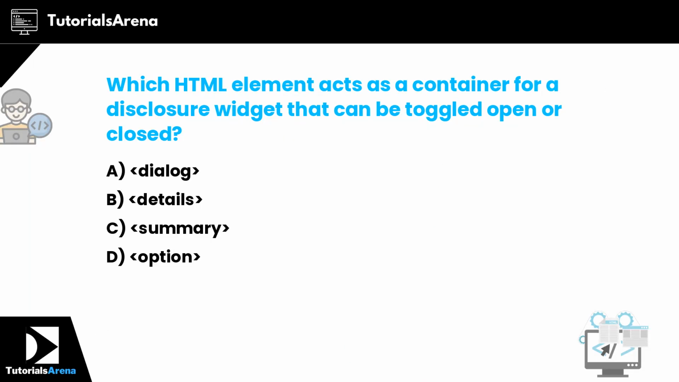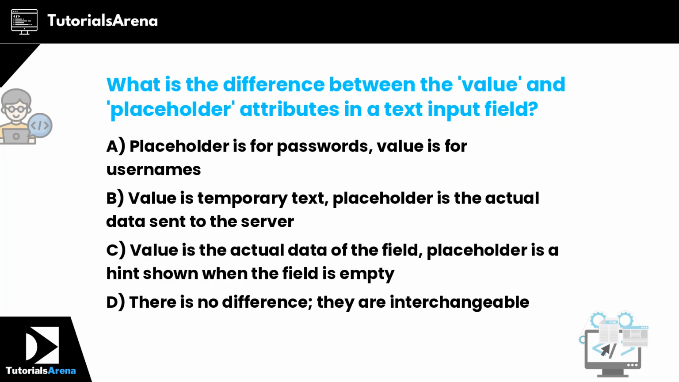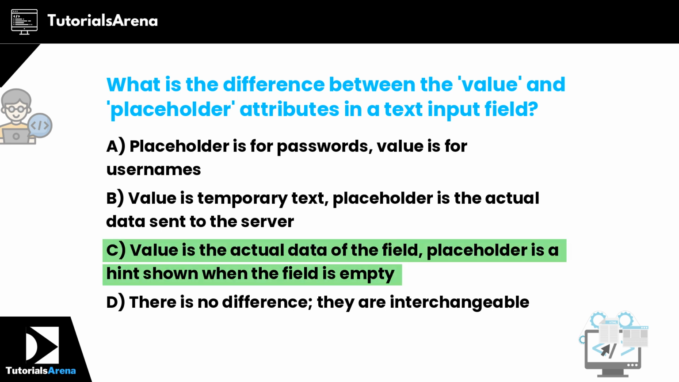Which HTML element acts as a container for a disclosure widget that can be toggled open or closed? The correct answer is option B, details. What is the difference between the value and placeholder attributes in a text input field? The correct answer is option C, value is the actual data of the field, placeholder is a hint shown when the field is empty.